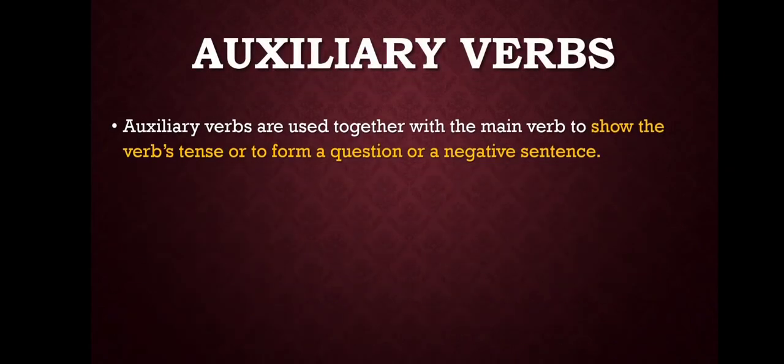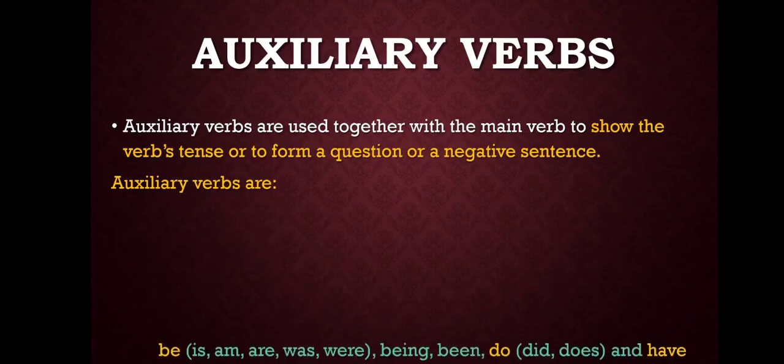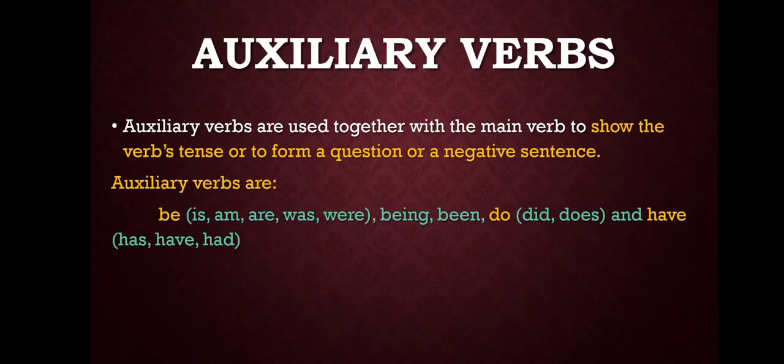Auxiliary verbs are used together with the main verb to show the verb's tense or to form a question or a negative sentence. These are the verbs which we most commonly use to form a question or negative sentence. We could identify what type of tense has been used in a sentence with the help of these auxiliary verbs, like be in the form of present or past: is, am, are, was, were, being or been.